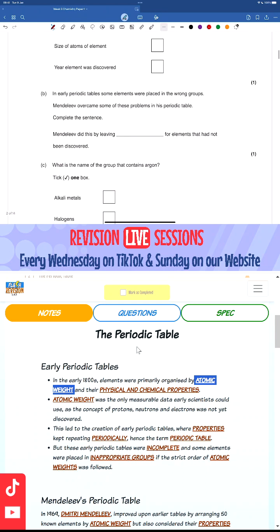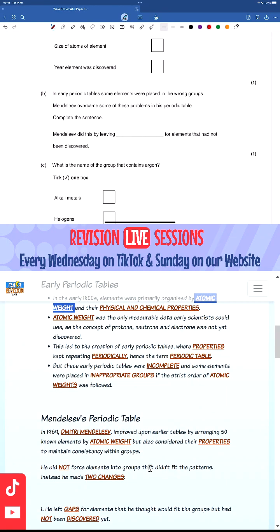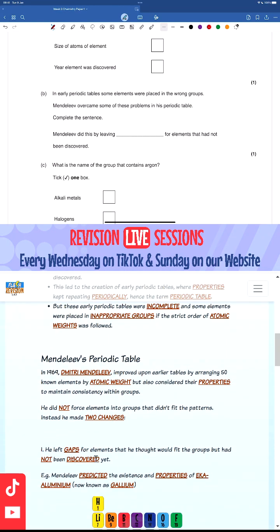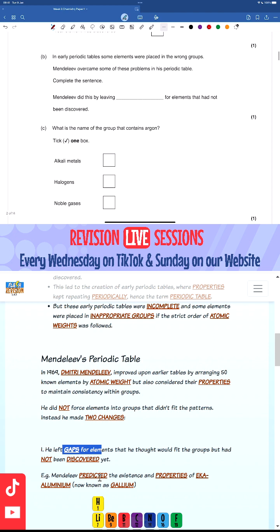Excellent. Next one. In early periodic tables, some elements were placed in the wrong groups. Mendeleev overcame some of these problems in his periodic table. Complete the sentences. He did this by leaving gaps. Yep, I've seen this question come up all the time. It's always the same answer. He left gaps. So he left the gaps, and then other people filled in the gaps when the new elements were discovered.